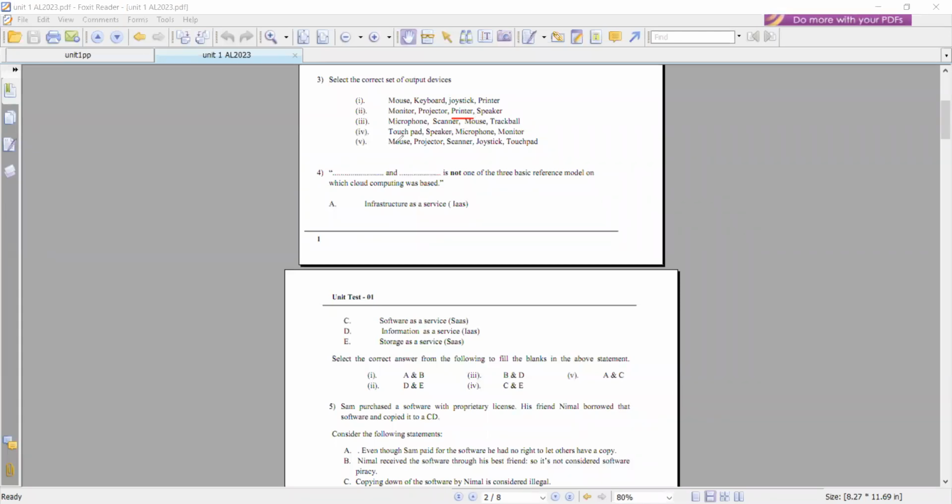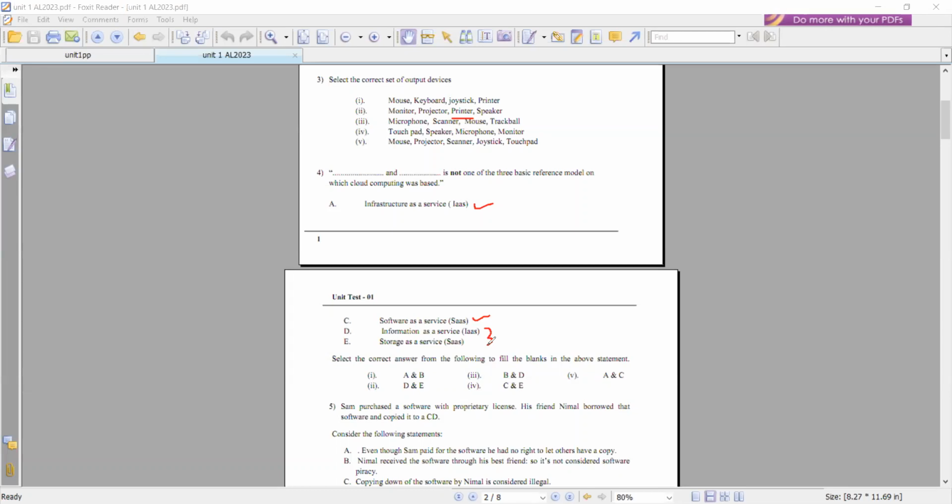Second answer. It's asking which is not one of the three basic reference models in which cloud computing was. Now in cloud we are using software as a service. Then this is correct. Infrastructure as a service, this is also correct. Then platform as a service, so platform is not given. So these two are not the basic thing.